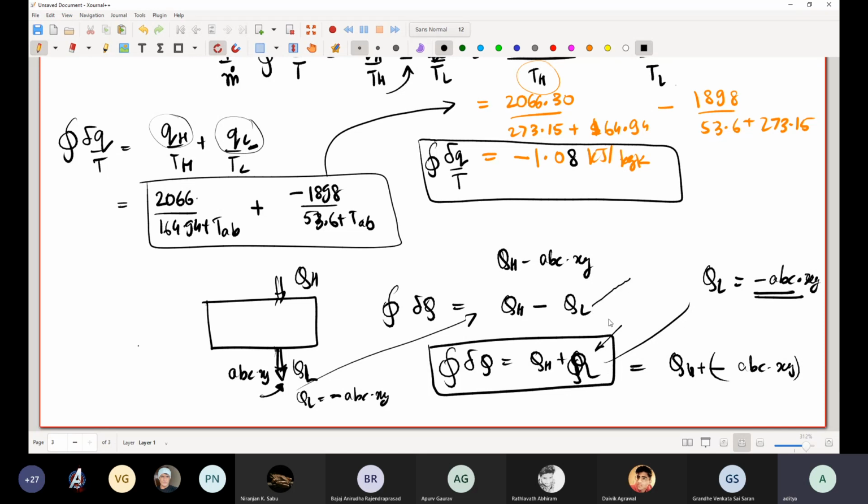Obviously, both are correct. In one case, you are assigning the sign to the equation directly because you know that QL will be lost by the system. In the other case, you are not assuming anything, and QL from the first law or whatever will be given to you with the negative sign, or you will obtain QL with the negative sign.